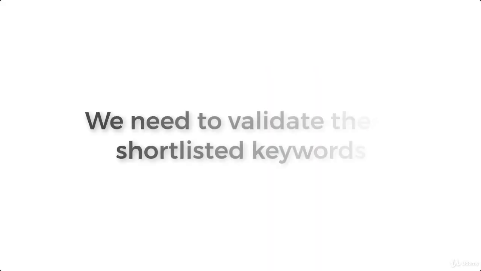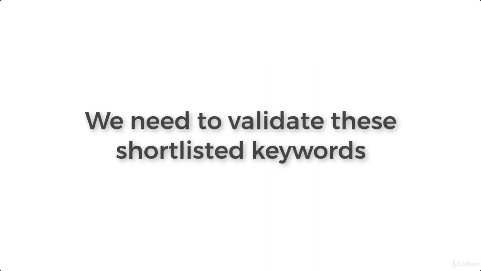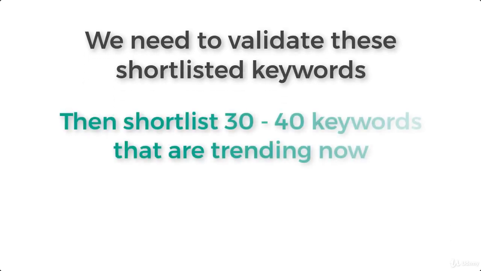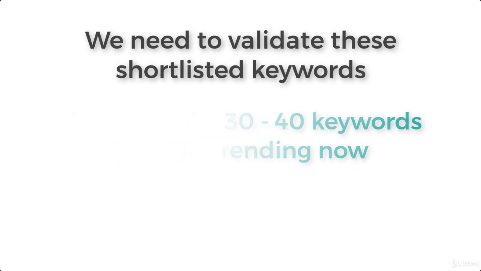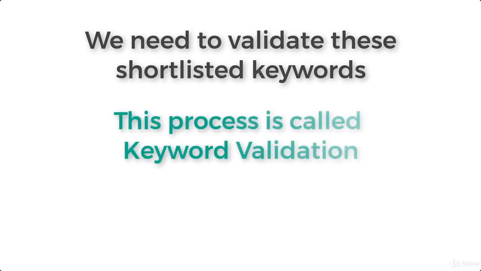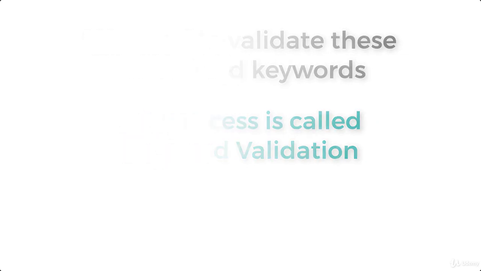We need to validate these keywords and then you will shortlist them from 30 to 40 keywords which are in trend now and which will give you a decent traffic in the near future. This process is called keyword validation. We will do this using Google Trends in the next lecture.